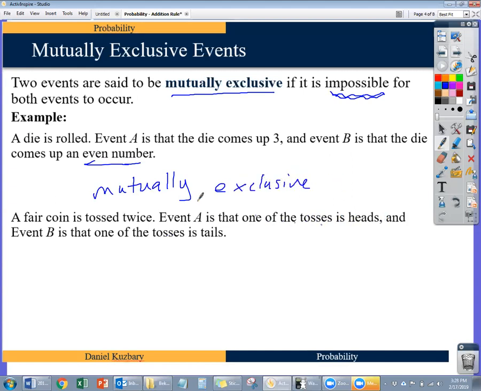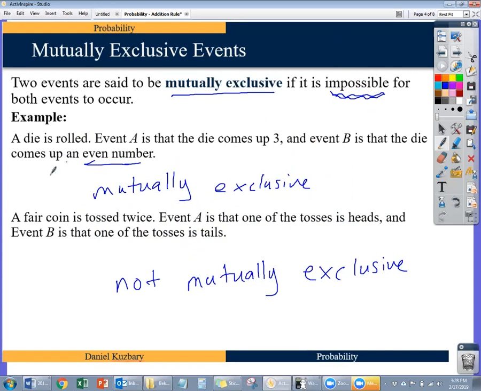One of the tosses is heads, and event B is one of the tosses is tails. Now, is it possible to toss a coin twice and get one heads and one tails? It is. So since both of these could happen, these are not mutually exclusive. It's possible for both of these to occur, just like the hard drive and the motherboard failure, it's possible for them to both occur.